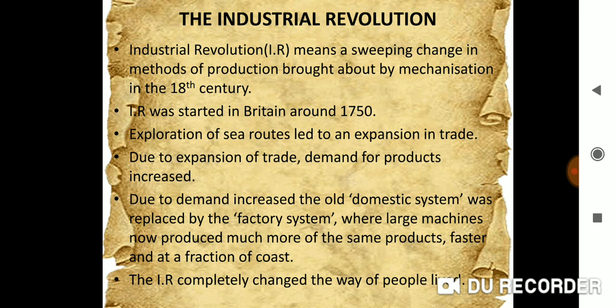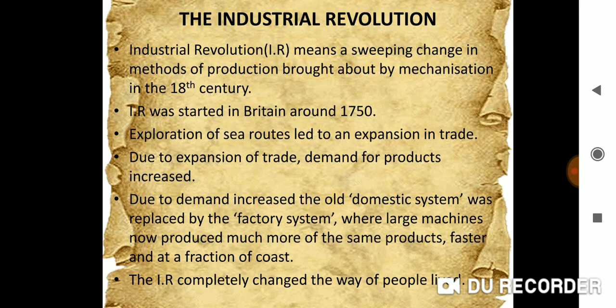Through the machine, at that time, machines changed the production methods, and a huge amount of production started. This is called the Industrial Revolution, a sweeping change in methods of production brought about by mechanization in the 18th century. The Industrial Revolution basically started in Britain around 1750.